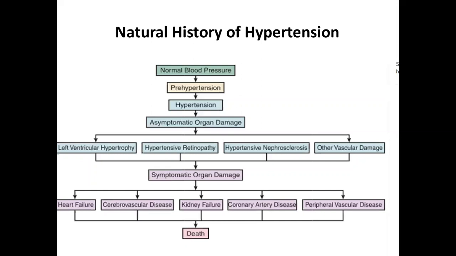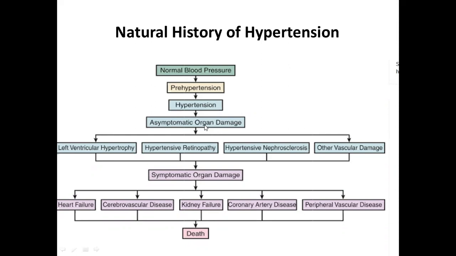Now, talking about the natural history of hypertension. When a person develops hypertension, in the initial stage, they will be asymptomatic. If we don't treat them in the asymptomatic state or in stage 1, stage 2 hypertension, then they will start to develop organ damage. The main goal of seeing patients in the OPD is to identify these patients before they develop organ damage. So we should screen for that.